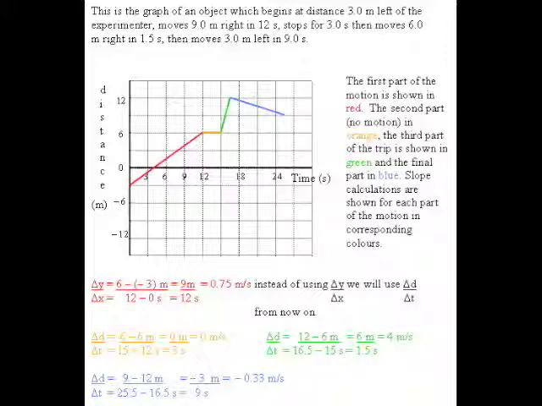By comparing the values of slope, we can see that the object was moving fastest in the green section. It was moving slowest in the orange section. Don't be confused thinking that negative 0.33 is less than 0. The negative here simply means direction.